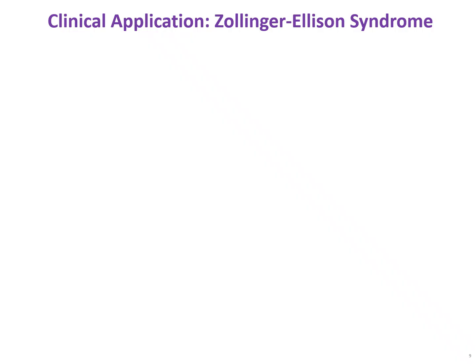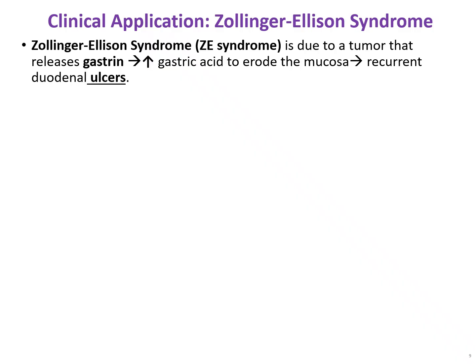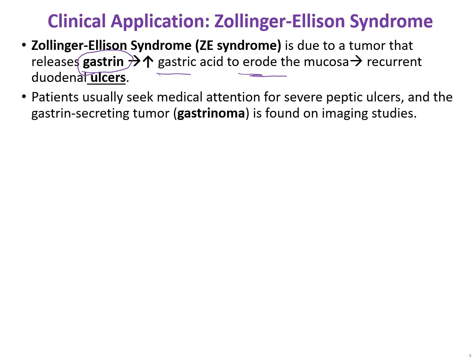All right. So while talking about the gastrin, talking about Zollinger-Ellison syndrome is very important. Zollinger-Ellison syndrome is a condition due to a tumor that releases massive amounts of gastrin. So this increases the gastric acid that may damage or erode the mucosa and cause ulcers, mainly recurrent duodenal ulcers. And the patients usually seek medical attention for severe peptic ulcers and gastrin secreting tumors like gastrinoma, right?